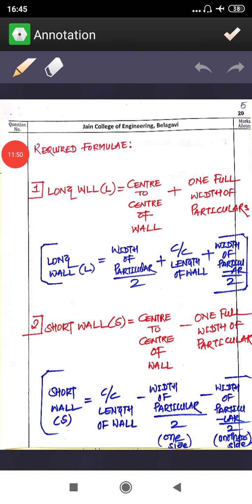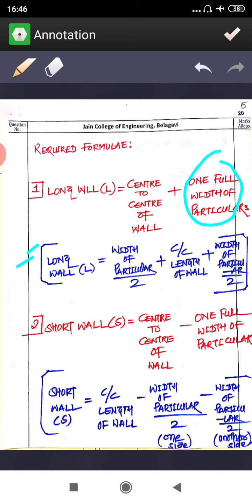Now how to get the long wall length and short wall length? We know the formula, as we have solved so many problems. Center to center plus 1 full width of particular is going to be the long wall. Center to center minus 1 full width of particular is going to be the short wall. Now how that 1 full width comes, I have shown you here.